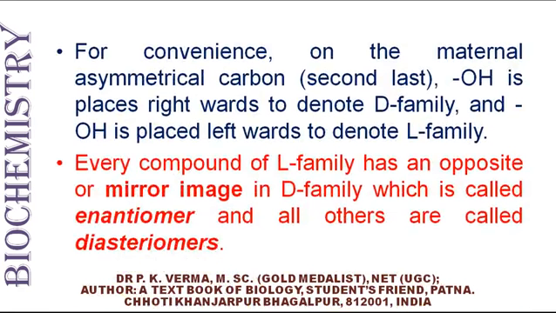Every compound of the L family has an opposite or mirror image in the D family. These two mirror images are called enantiomers, and all those compounds which are not enantiomers are called diastereomers. So except the two compounds, all are diastereomers.